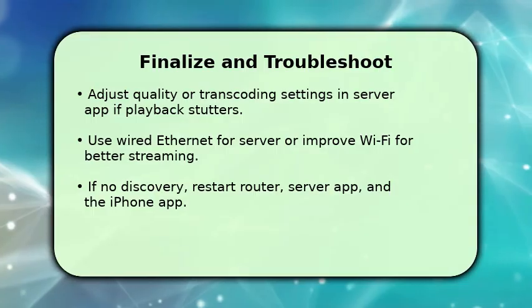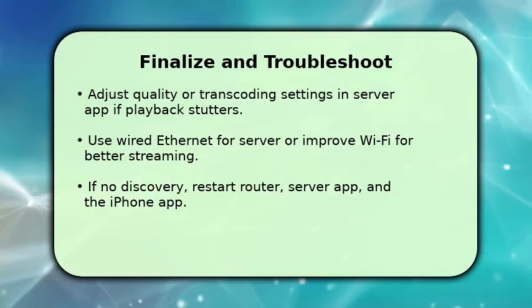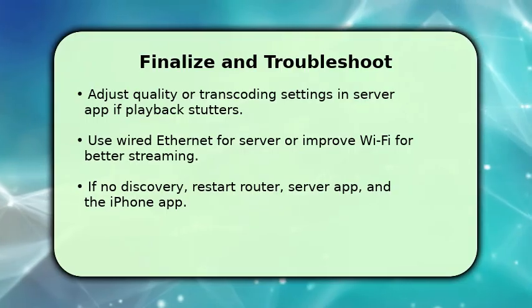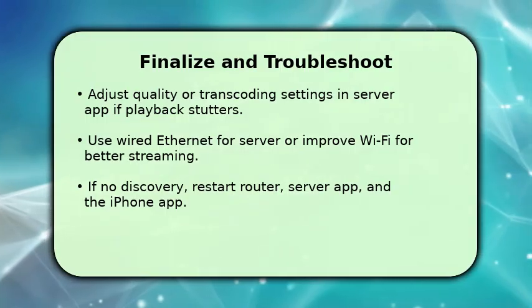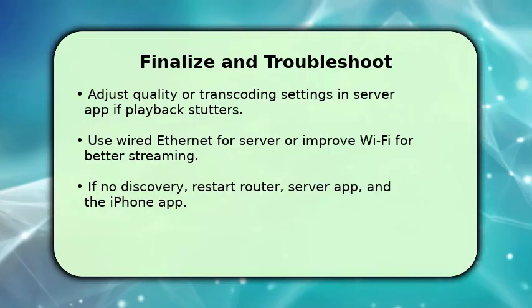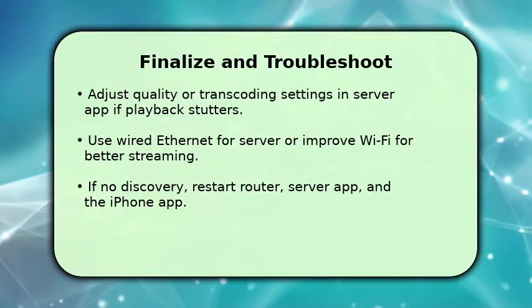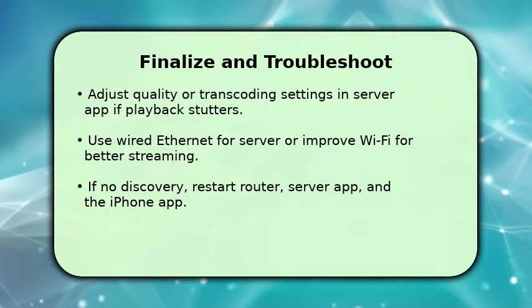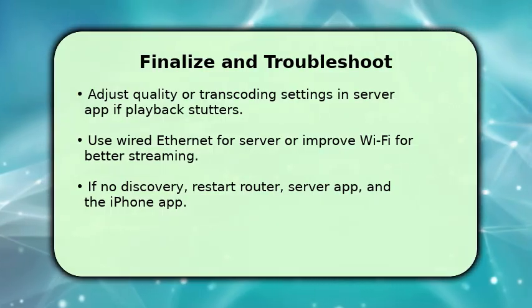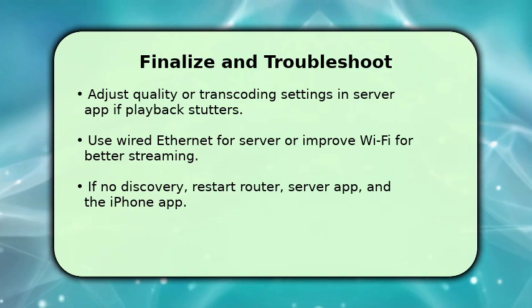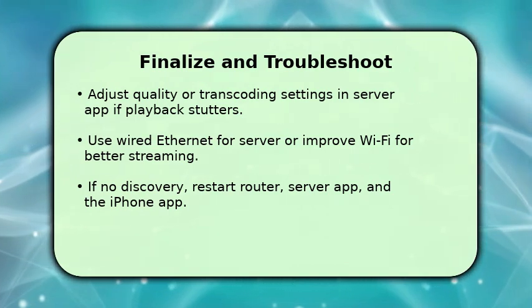Make sure the server's firewall allows DLNA/UPnP ports, otherwise discovery fails. If nothing appears, restart the router, toggle the server app, and relaunch the iPhone client. That usually fixes discovery issues. This approach, server plus client app, is the reliable way to use DLNA on iPhone.